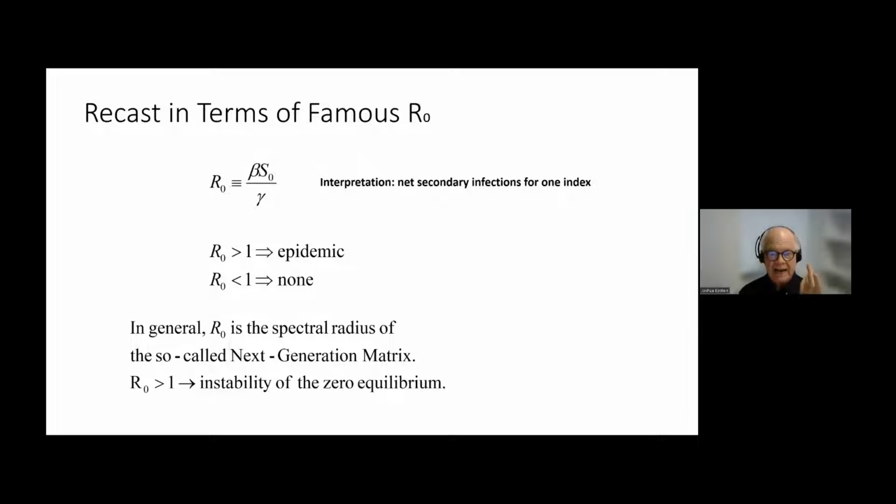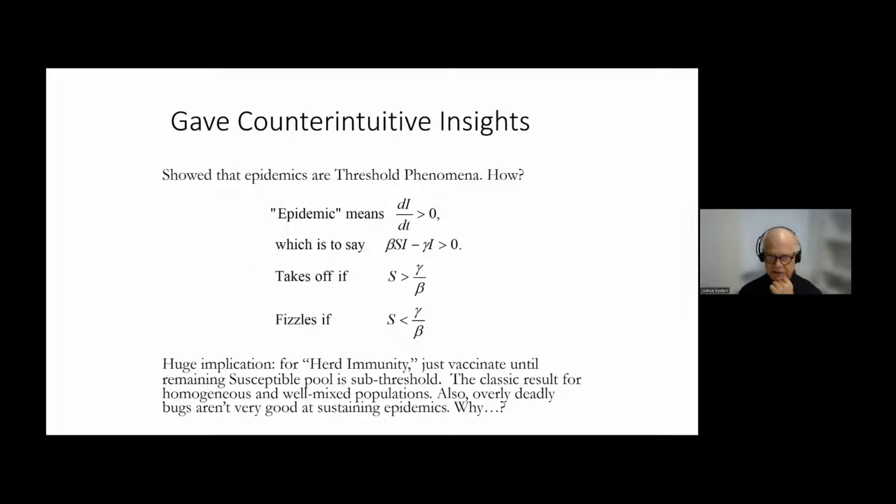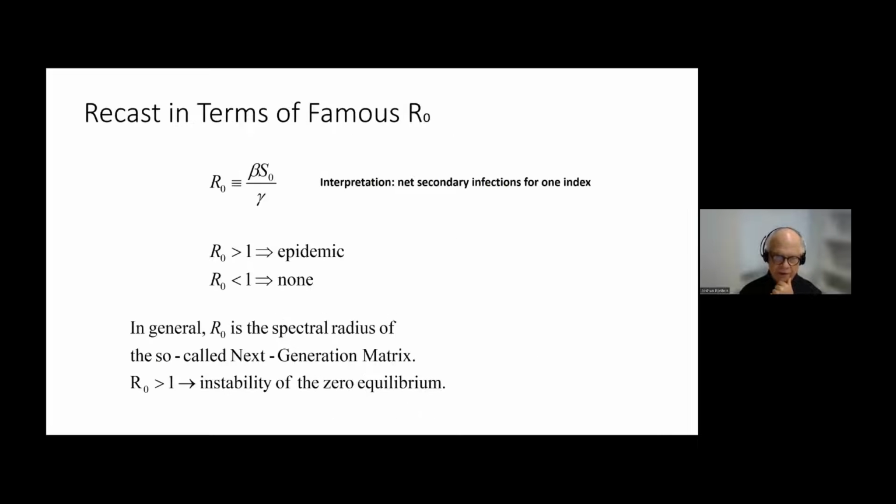Okay, and if we recast this in terms of the famous R0, the reproductive number of the disease, we can just rearrange this condition so that the takeoff condition is beta S over gamma greater than 1, or this equation here: R0 greater than 1 is an epidemic, R0 less than 1 is none. And in general, there are fancier treatments where R0 is actually the spectral radius of a certain operator, the so-called next generation matrix. And if R0 is greater than 1, then the zero equilibrium is itself unstable and so forth.